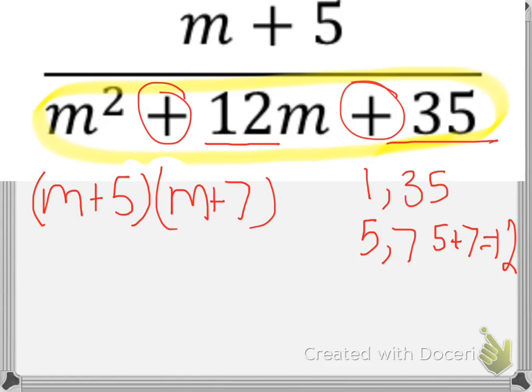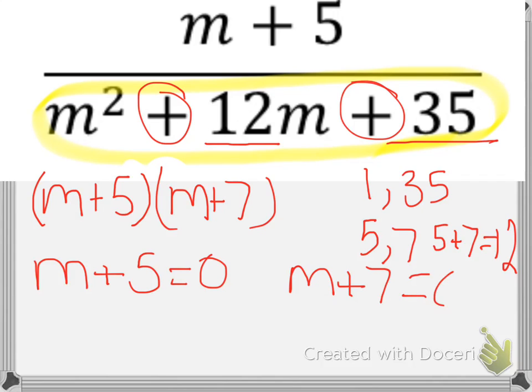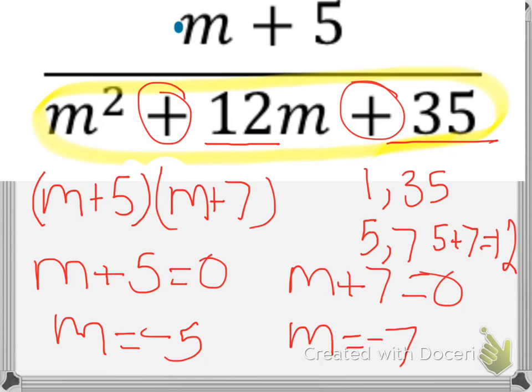So now, my factors are the excluded values. I have to solve this equation. M plus 5 equals 0, and m plus 7 equals 0. And when you solve that out, you're going to get m equals negative 5, and you're going to get m equals negative 7. So the excluded values for this one, the values that you cannot plug in the expression, are negative 5 and negative 7.